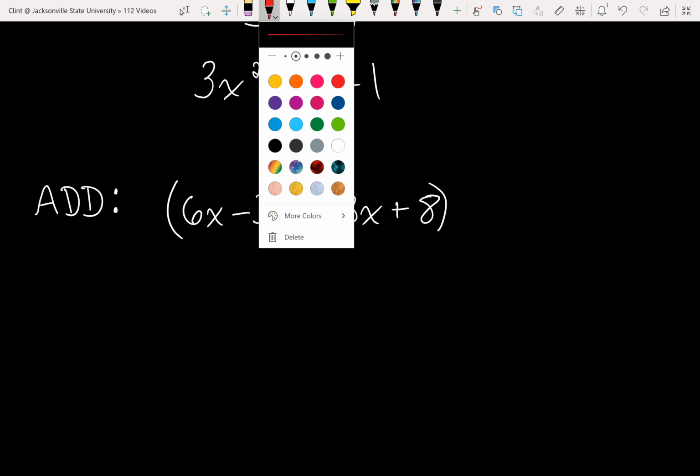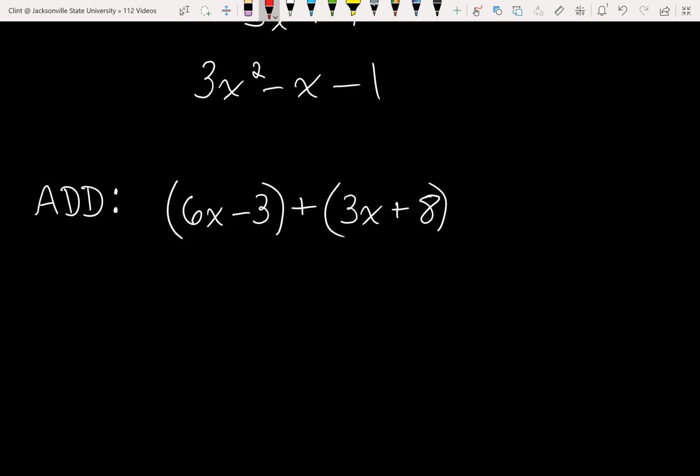But really all we're doing here when we're adding is, probably what you might know, combining like terms. So any term where we have the same variable in it, we can combine those. Like this one, we have an x term and an x term here. We can combine those. It's a positive 6x plus a 3x. So if we combine those, we just add the coefficients together. The variable stays the same, we get 9x.